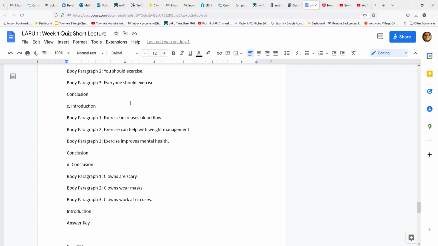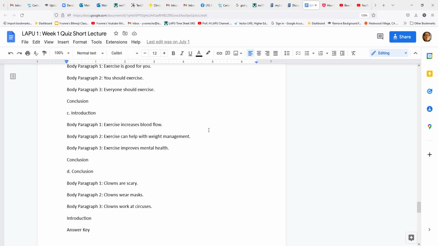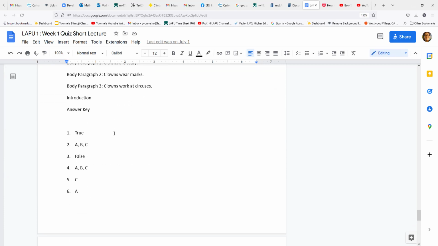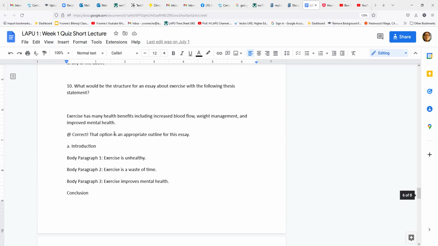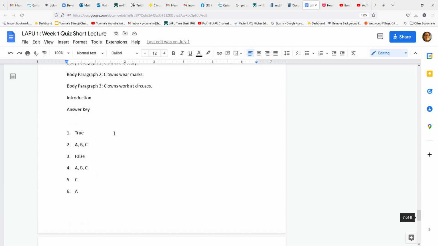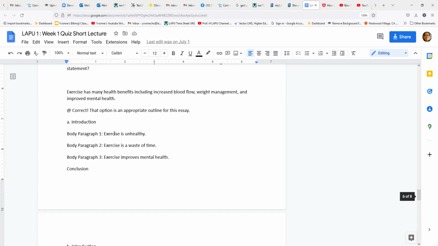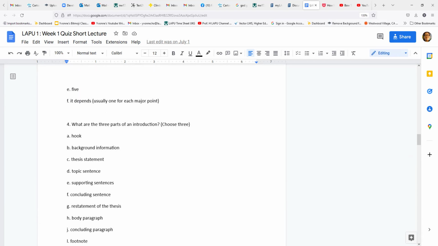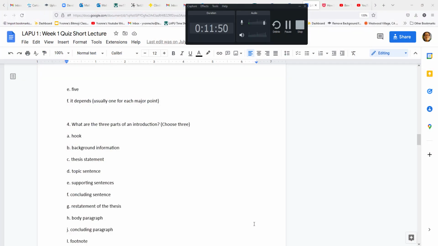Anyway, this one is the correct answer, because you want your body paragraphs to match your thesis statement. When you have a thesis statement with matching body paragraphs, then you have a five-paragraph essay structure, and you also have essay coherence. And then you can have all of these answers down here. If you're not sure what the answers are, you can just look it up over there. And if you have any questions, you can always email me on how to do this.